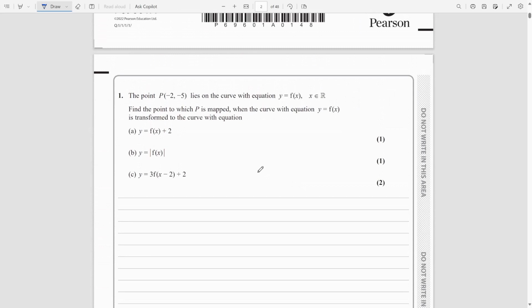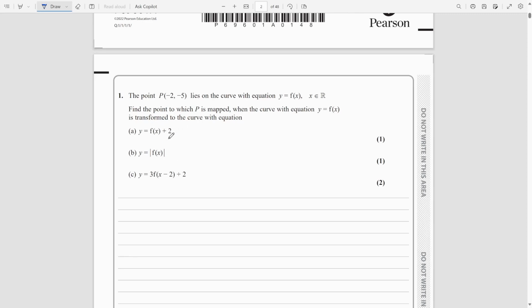The point P (-2, -5) lies on the curve with equation y equals f of x. Find the point to which P is mapped when the curve with equation y equals f of x is transformed to the curve with equation, and there's a few things we need to consider. So we're just going to need to think what each of these transformations actually does. We don't know what the curve looks like, but it doesn't matter.